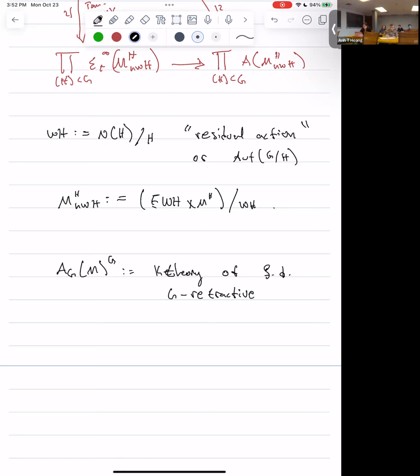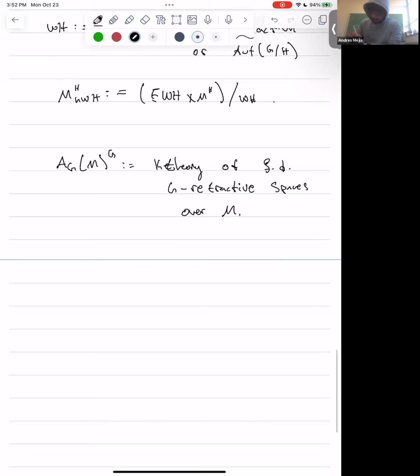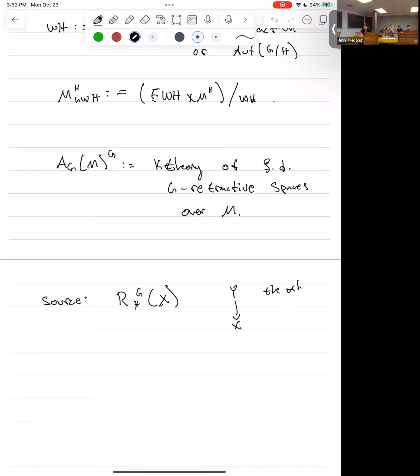And retractive means that it has a section over it. And then you get this splitting. And the source of this splitting is basically that we can look at retractive spaces over X, where for this map, the orbits of G acting on Y minus the copy of X sitting inside of it are all homeomorphic to G mod H. So you're filtering basically by isotropy types.